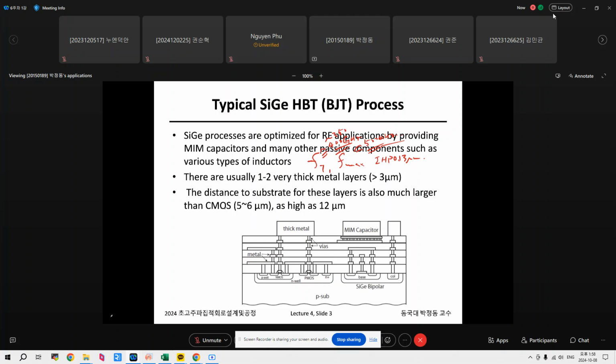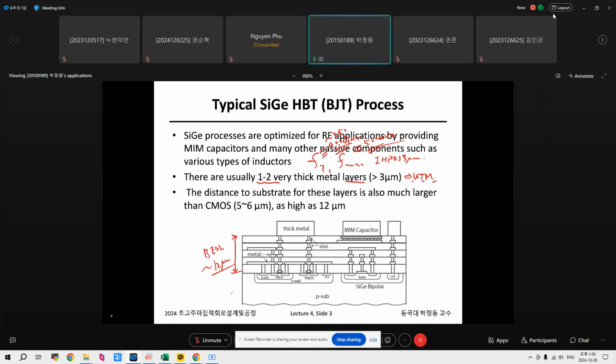Okay, so typically there are one or two very thick metal layers. We call this a UTM, ultra thick metal layer. Okay, and more importantly, the thickness of the back end of the line, it's not exactly oxide, the dielectric thickness of this back end of the line is about twice that of its CMOS counterpart. Okay, it's 12 micron. Why is this important?